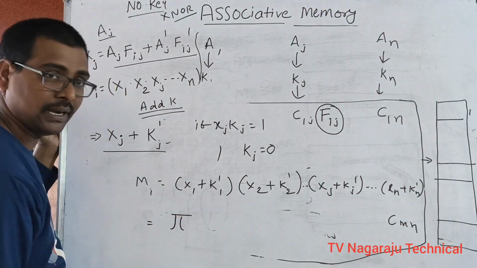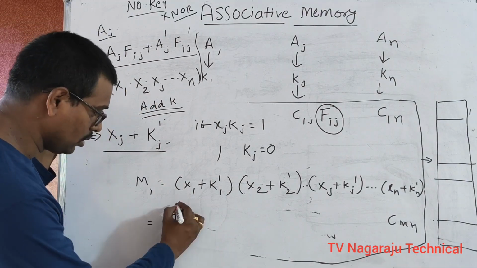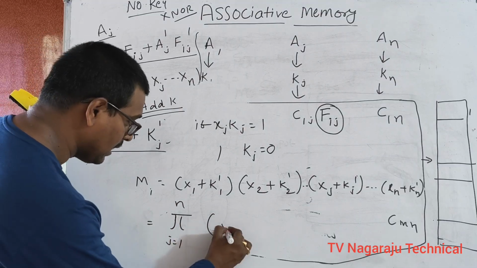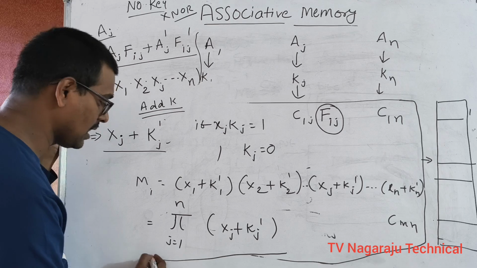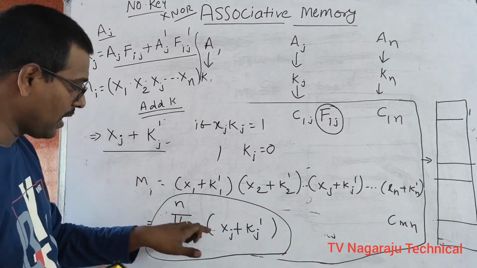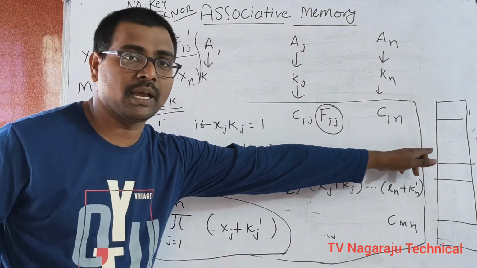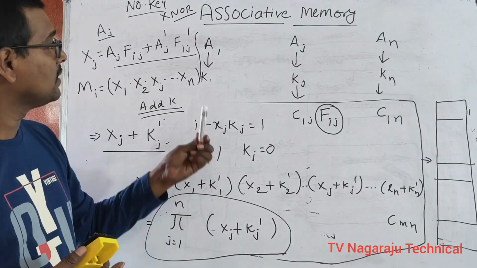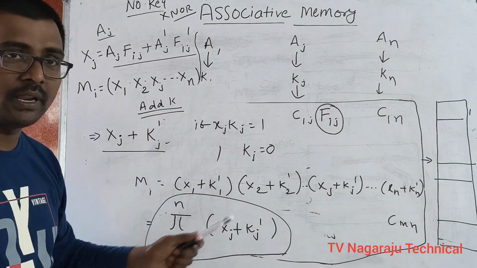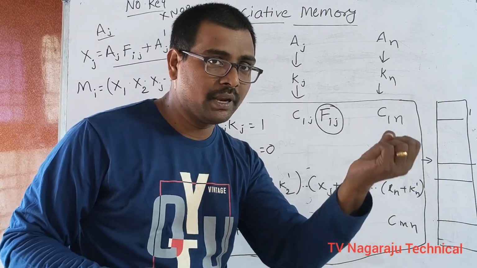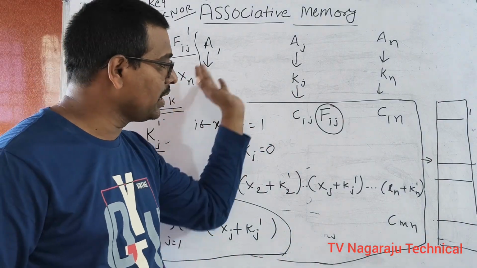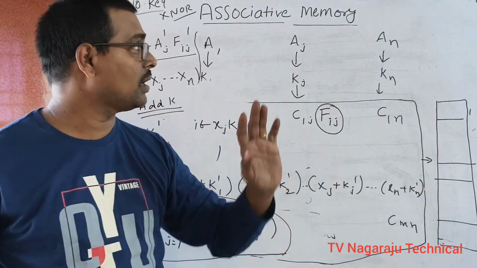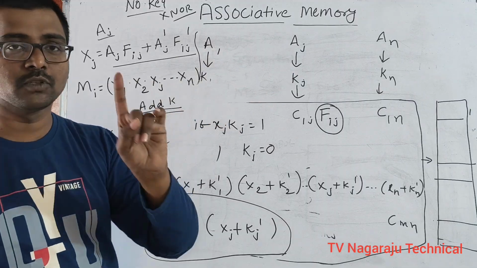Finally it is represented as a product, j equal to 1 to n of xj plus kj complement. This is the equation. So if the value is equal to 1, the corresponding match register value is equal to 1. This is the associative memory equation. In a read operation, we read the content from the memory. In a write operation, we write the content into the memory area. Clear? This is the concept of associative memory.